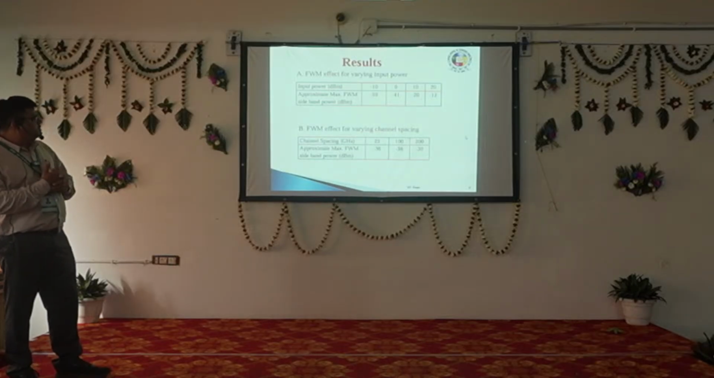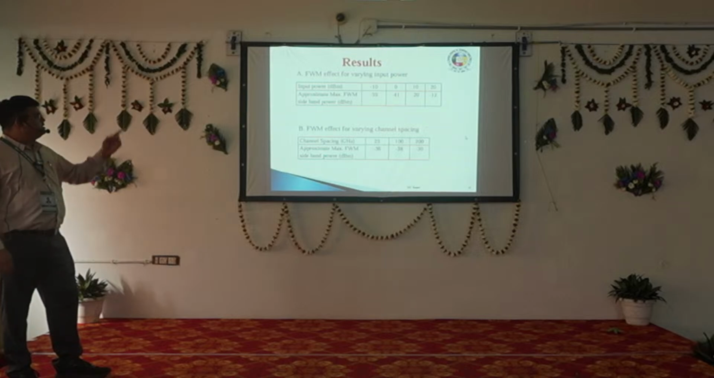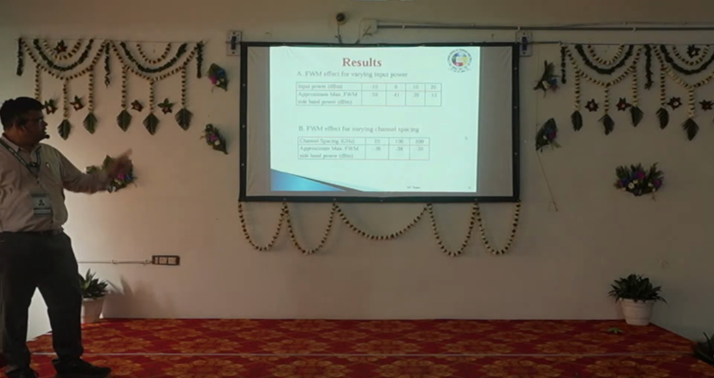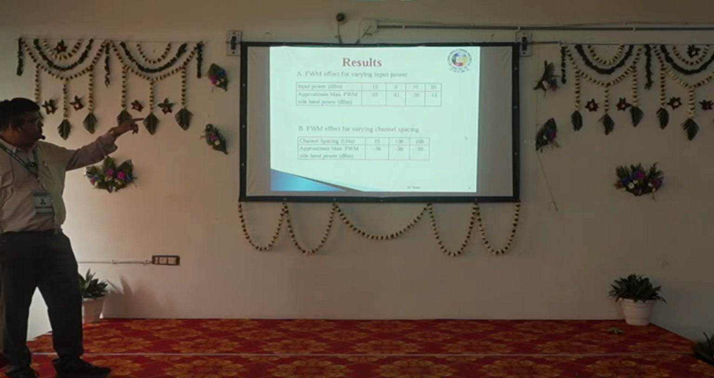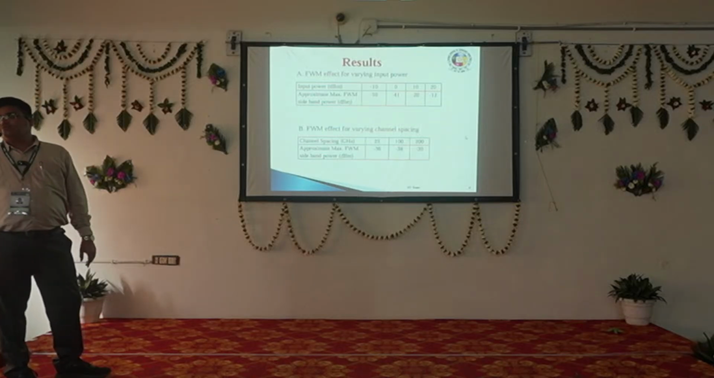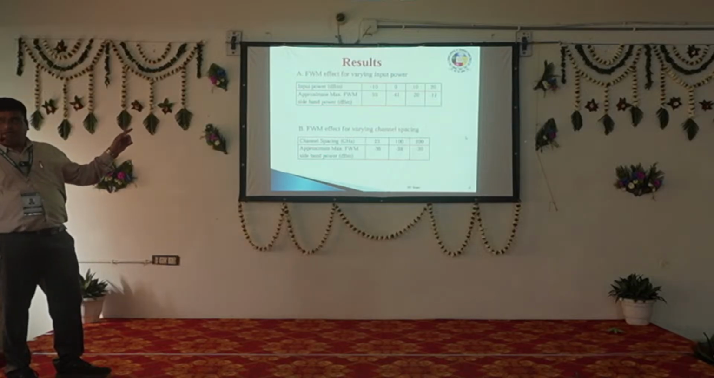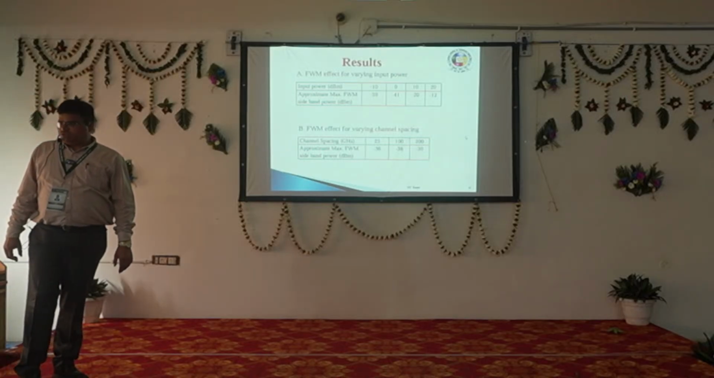So this is a tabulation. The table shows how the FWM power varies with respect to input power. You can see whenever the power is minus 10 dBm, the FWM power is minus 59. Whenever the power is increased to 20 dBm, the FWM power is minus 12. And FWM power is undesired. So minus 59 is better compared to minus 12. But you cannot just take minus 59, because you have to give an input power of minus 10 dBm, which is very low.